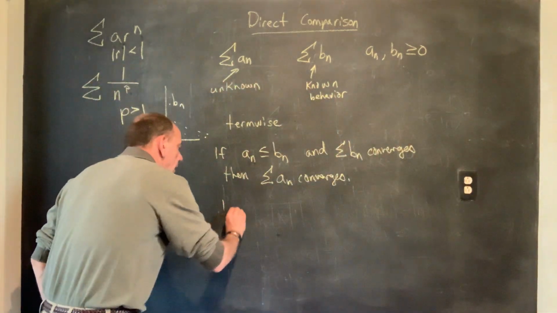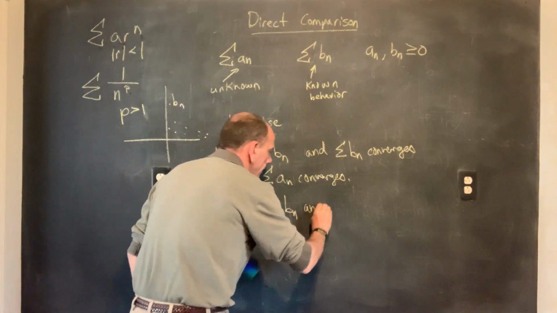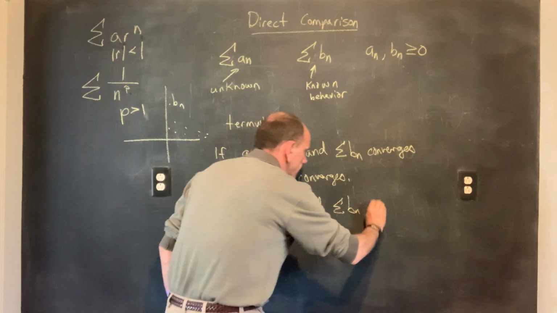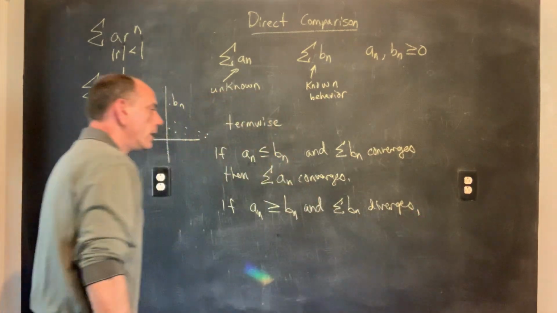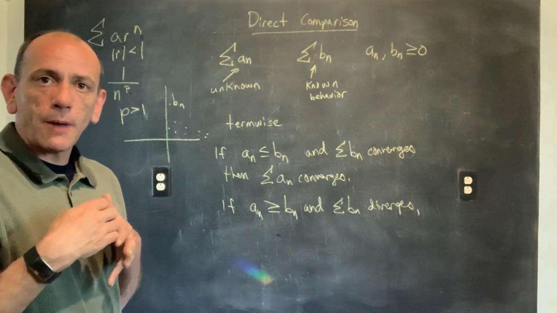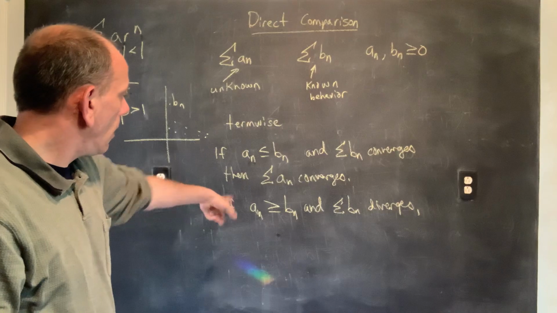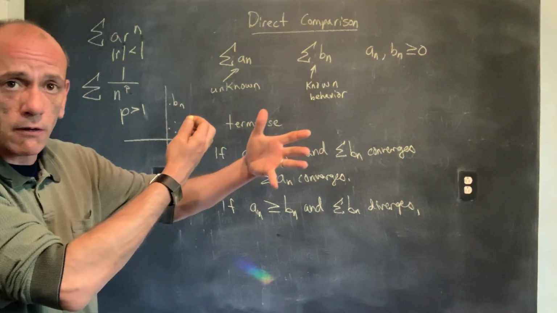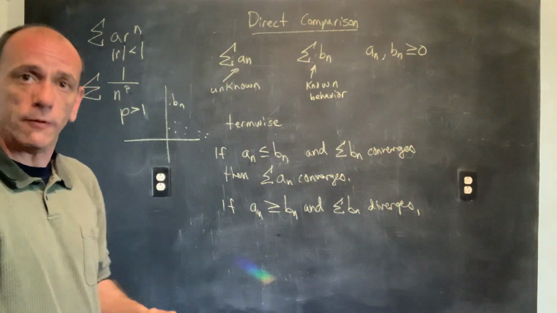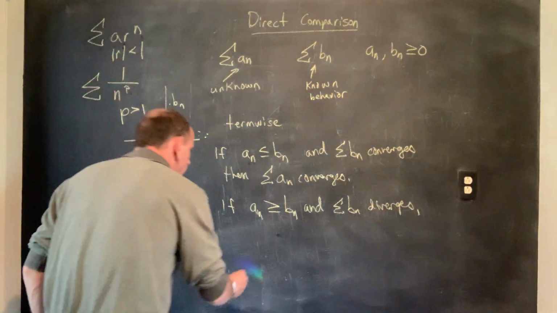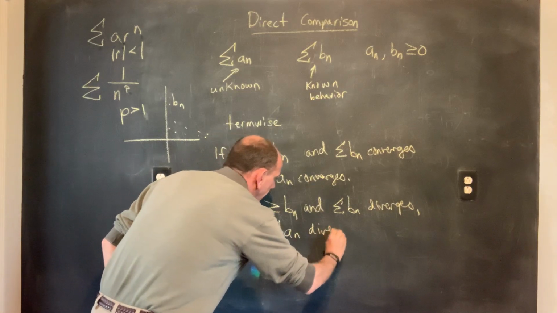On the other hand, if A sub n is greater than or equal to B sub n, and the series B sub n diverges, well, let's see. I'm taking all these terms, I'm adding them all up, they blow up to infinity, or they do something weird, and now I'm adding a whole bunch of terms that are all bigger than that. Well, if B sub n blew up to infinity, then A sub n is definitely going to blow up to infinity, even faster. Okay? So then the series A sub n diverges.